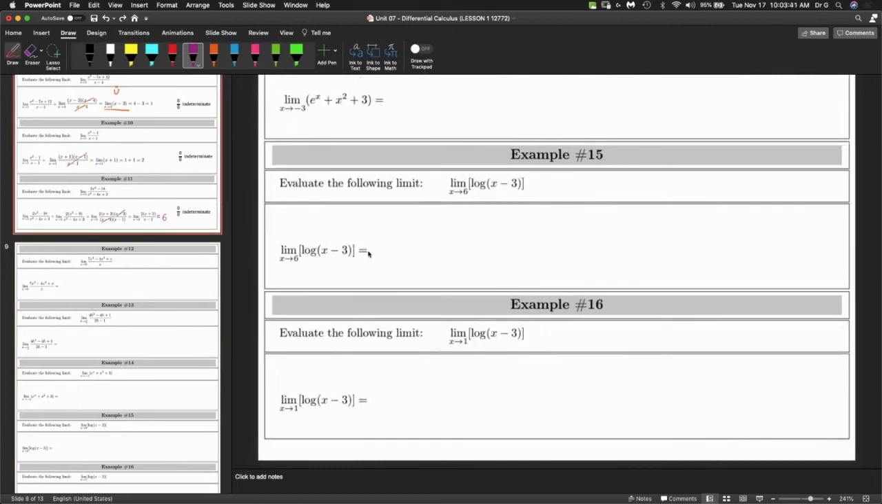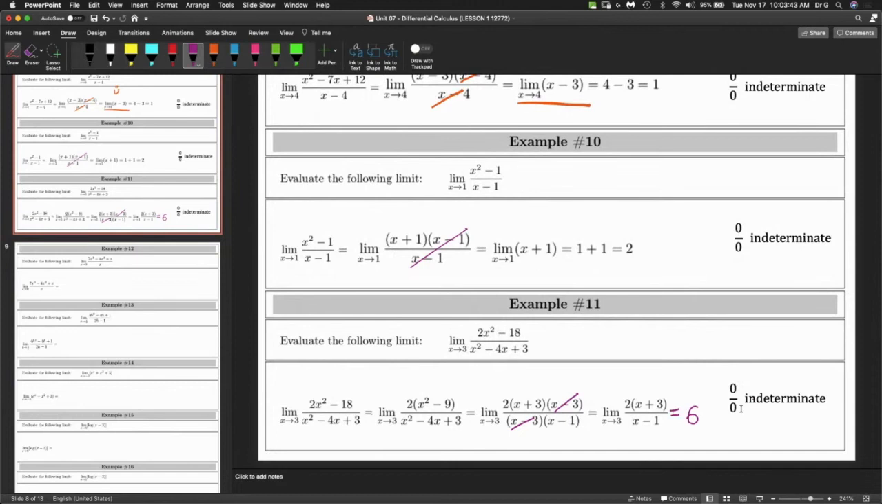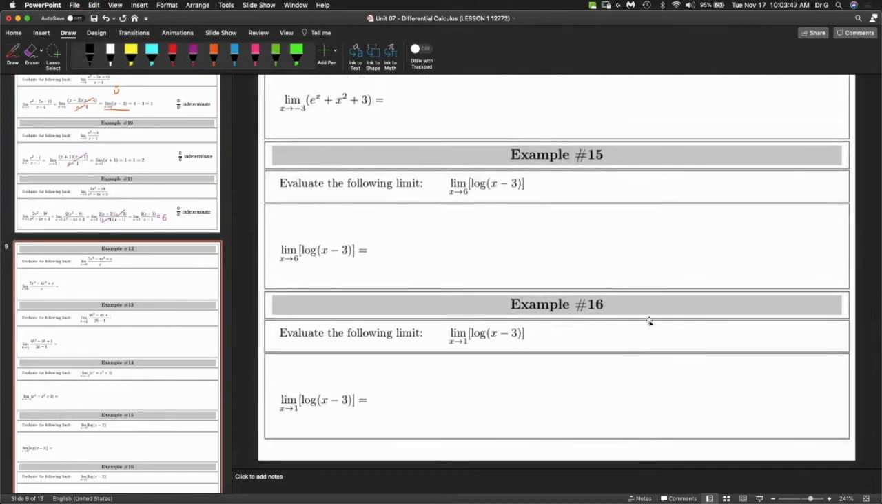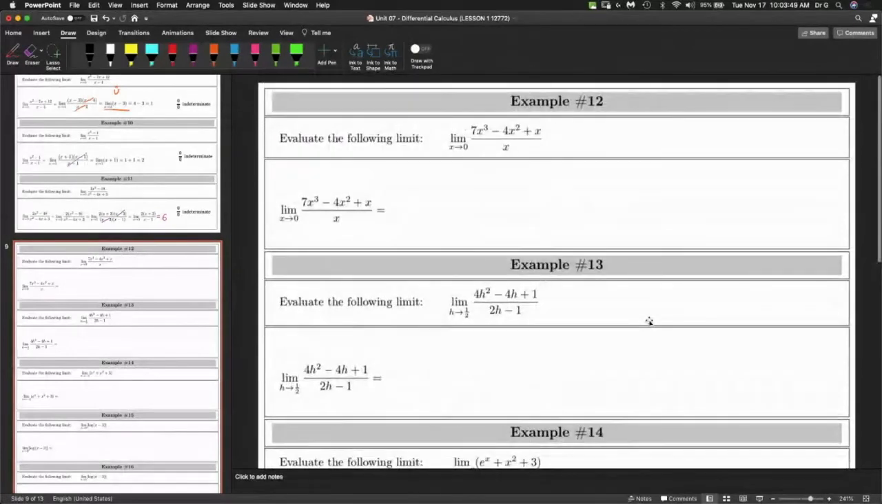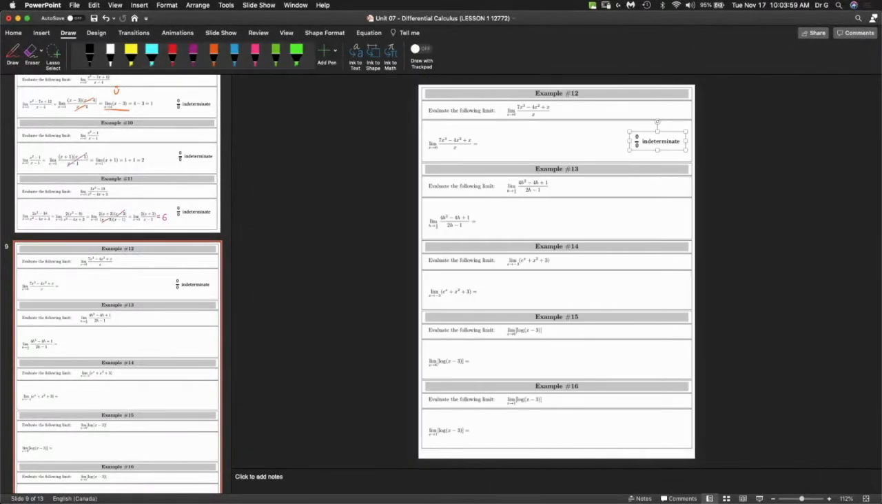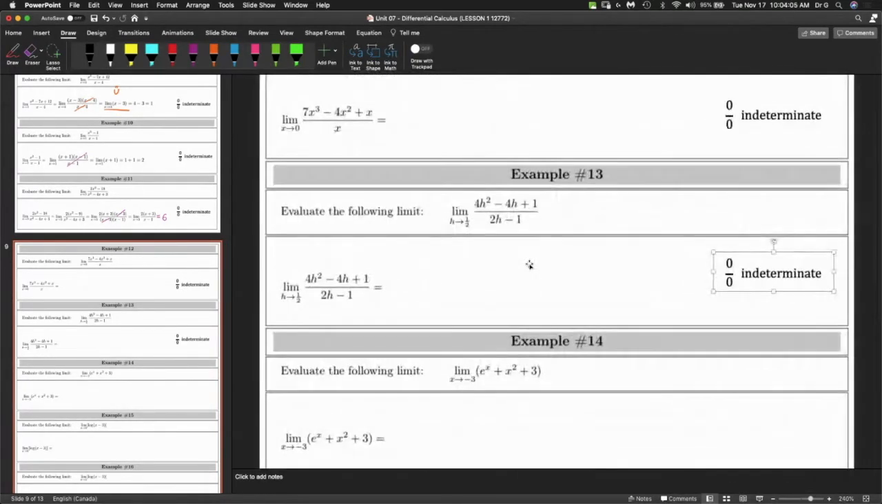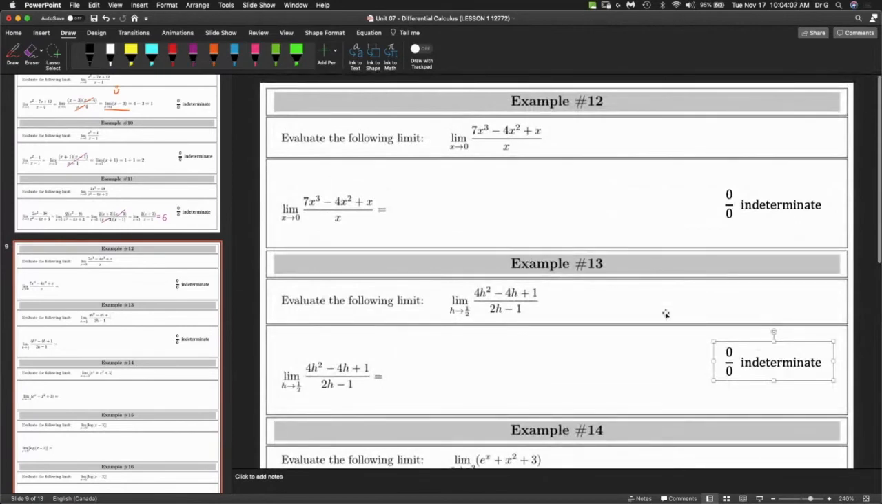So the next question here is also an indeterminate question, as well as the question after that. I'm kind of spoiling the mystery here. These two questions are also indeterminate. If you plug in 0 for x, you get 0 on the top, and you get 0 on the bottom. So that's why it's 0 over 0.